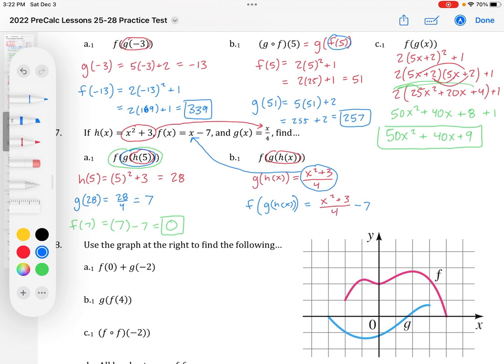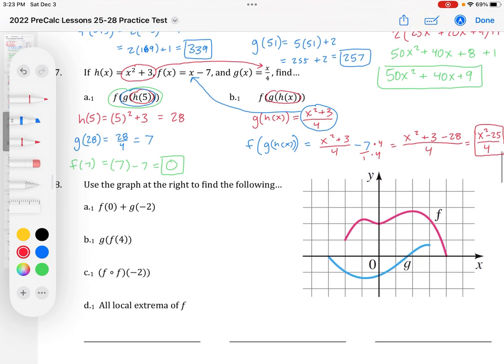minus 7. So for this problem, I'm going to put this 7 over 1, multiply these by 4 to get a common denominator. So I have x squared plus 3. Negative 7 times 4 is negative 28. And now that's all over 4. And then I can combine the 3 and the minus 28 to give me x squared minus 25 all over 4. So that just makes it look a little bit neater.